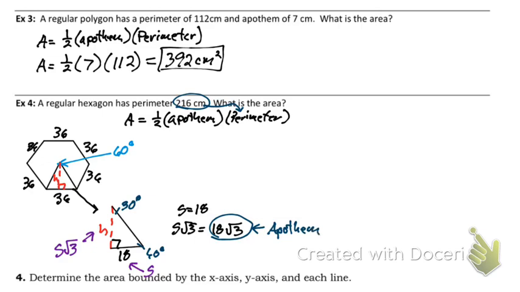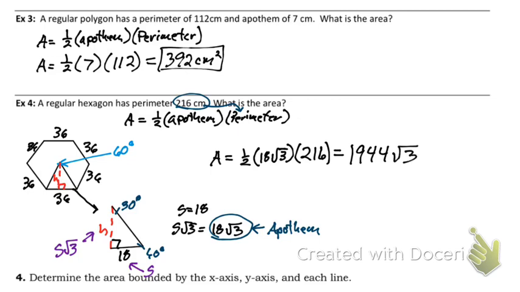So that means my area is going to equal 1/2 my apothem. In this case, we have 18 square root of 3 times our perimeter, which is 216 centimeters. Our total area should end up being 392. Nope, scratch that. Correct me if I'm wrong, because I have this kind of in the wrong place. Is it 1944 square root of 3? All right, cool. Centimeters squared.